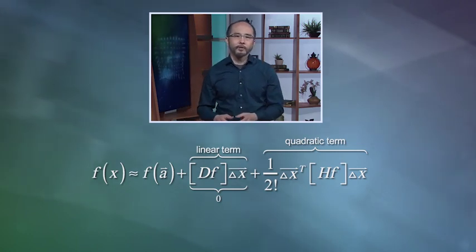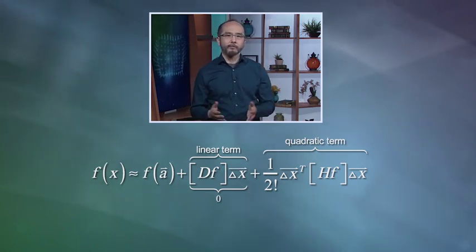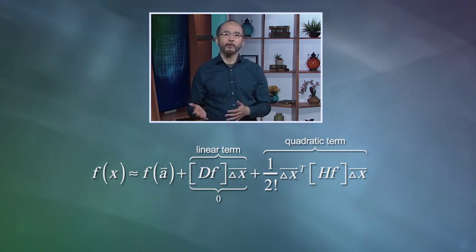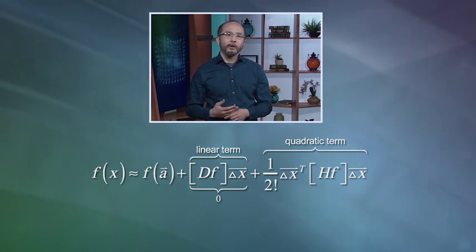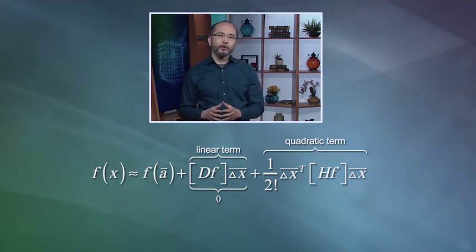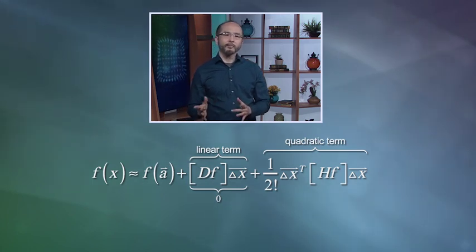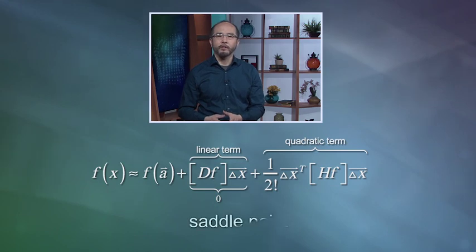We want to know if the quadratic term is always positive, for then f of a will be a local minimum, as f of x is going to be bigger than f of a. Or, if the quadratic term is always negative, then f of a will be a local maximum. But if the quadratic term is sometimes positive and sometimes negative, we'll have something else entirely, and that's what's called a saddle point.